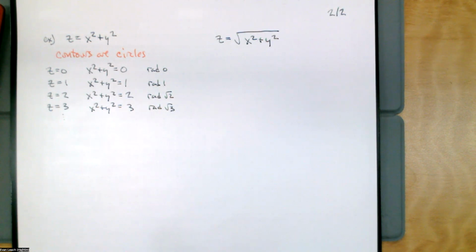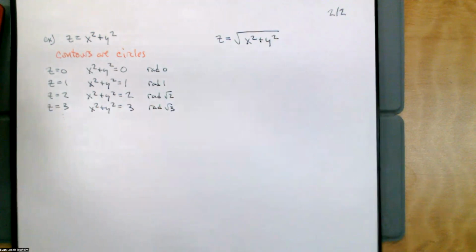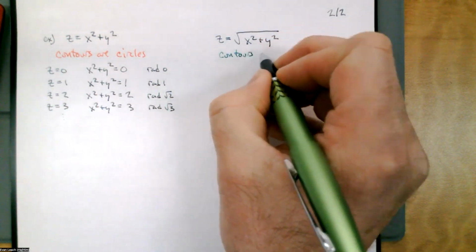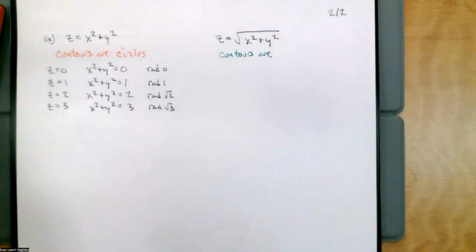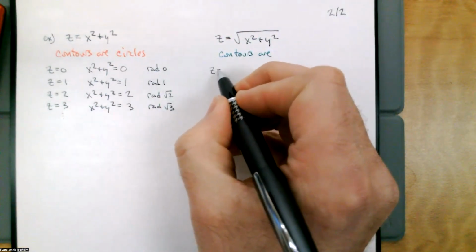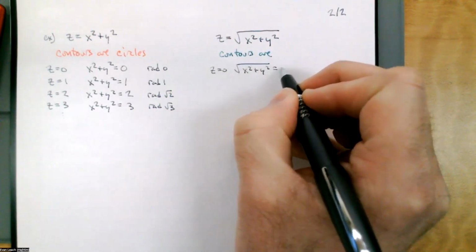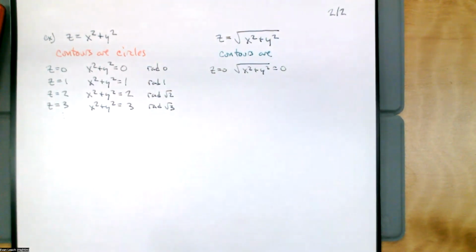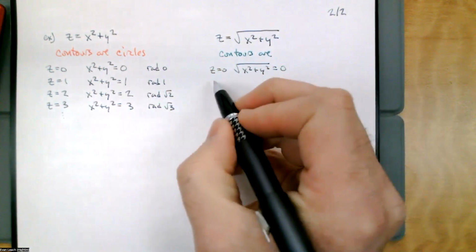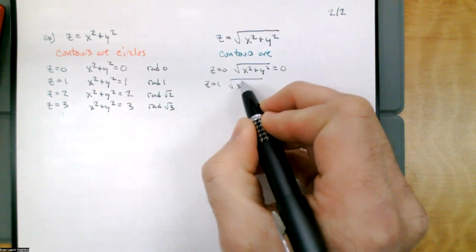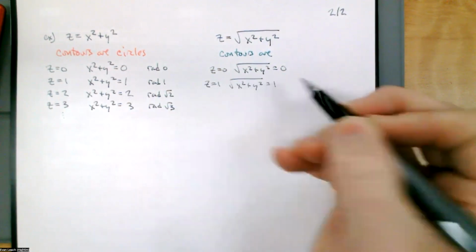So let's look at the other one. We want to know what the contours look like. So for fixed values of Z, what happens when Z is equal to 0? I get the square root of x squared plus y squared is equal to 0. What's this shape going to be? It's just a point. Let's see, if Z is equal to 1, then the square root of x squared plus y squared is equal to 1.